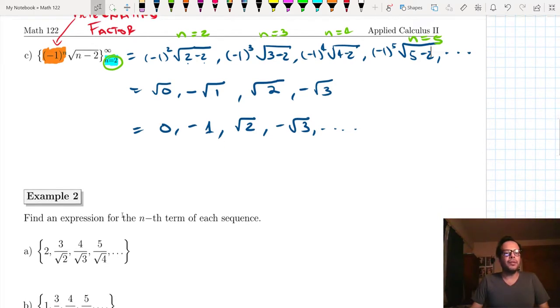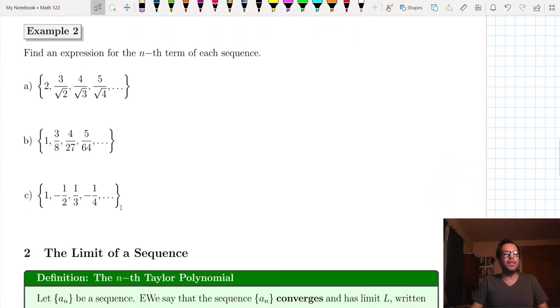All right, so now we're going to do the reverse. We are going to be given a sequence. They are asking us to find out the expression that gives out these terms when we expand the sequence. Okay, so here is where we will need our pattern recognition skills.